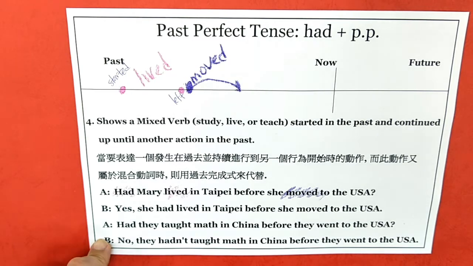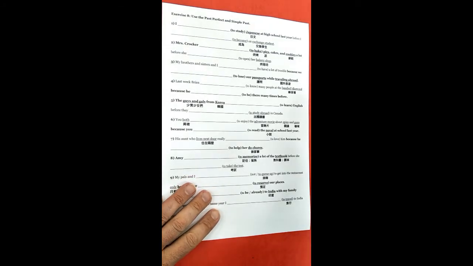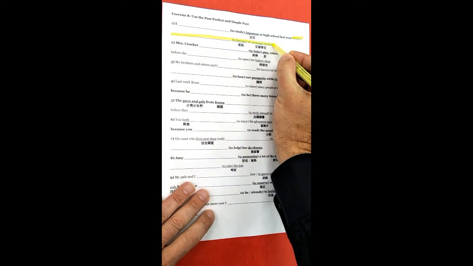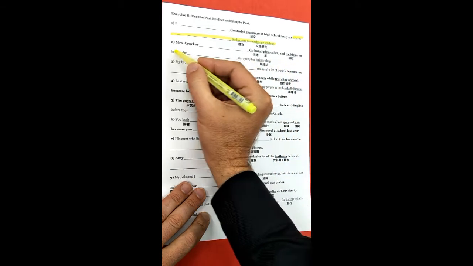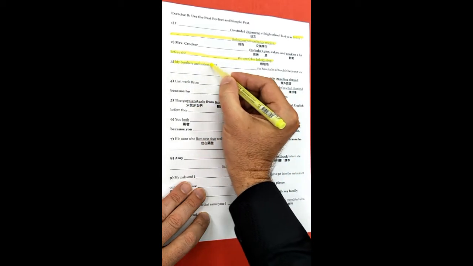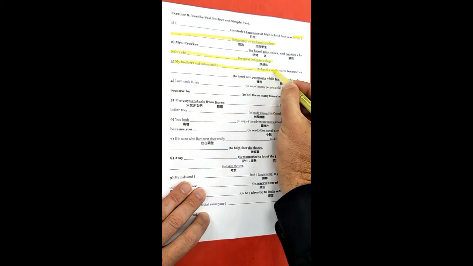All right, very good. Exercise 8. Use the past perfect and simple past. Okay, remember each sentence has two actions. The first action is past perfect. The second action is simple past. Let's color the second action yellow. Number 1, before I blah blah blah to become an exchange student. 2, before she blah blah blah to open her bakery shop. 3, my brothers and sisters and I blah blah blah to have a lot of trouble.